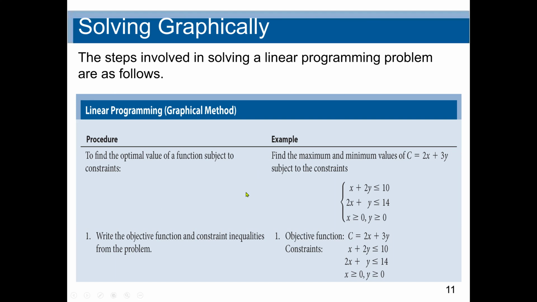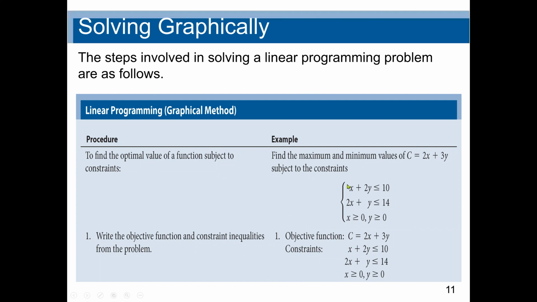The best way to understand the concept is to solve a problem. This is a very good example. The example is on my right side, and the left side will explain the procedure step by step. Here, we should find the maximum and the minimum value of C equal to 2x plus 3y.